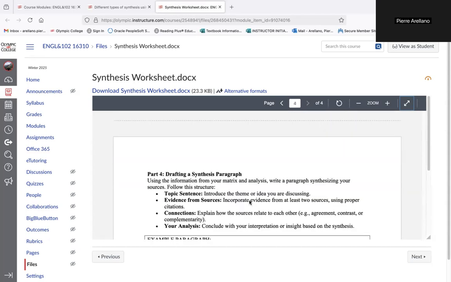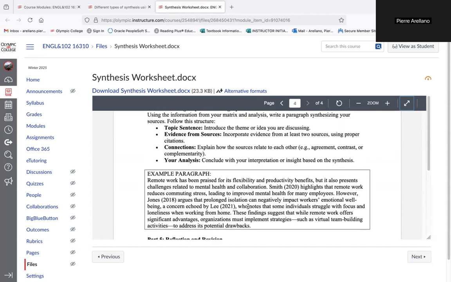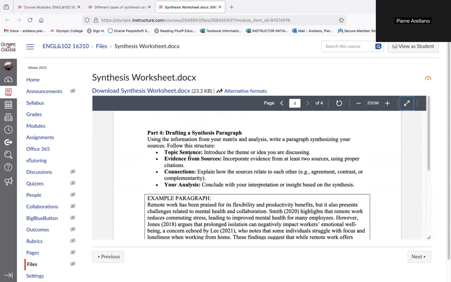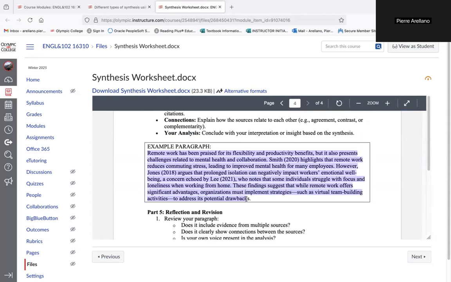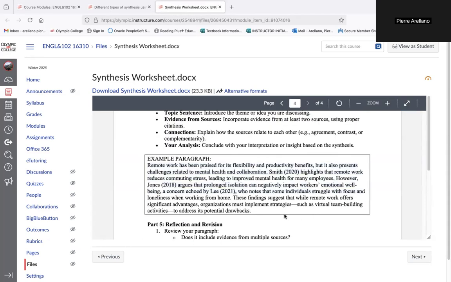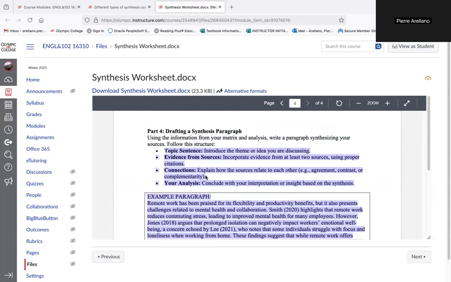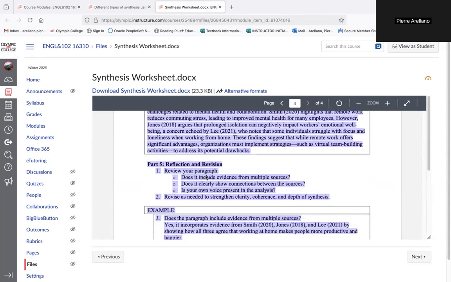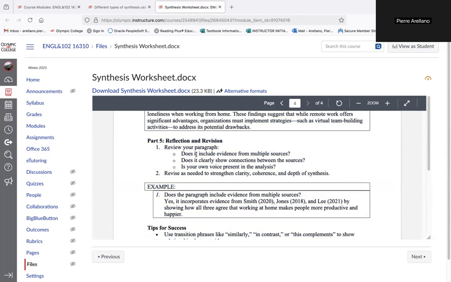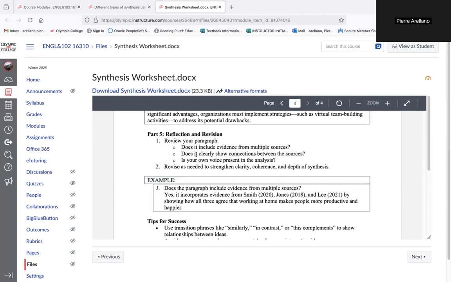After that section, you then have drafting a synthesis paragraph. What are some topic sentences, the evidence, source, connections, your analysis? And here's an example that I made for you. Of course, when you're ready to start, just delete this section here and have your actual paragraph here. And then a reflection is part 5. This is the last part.